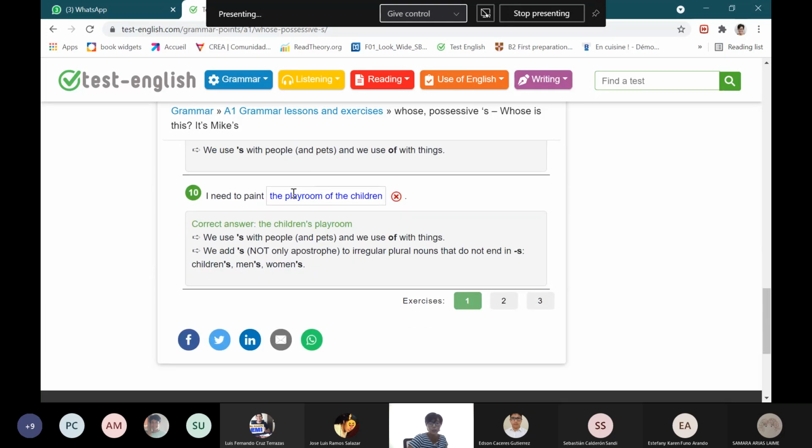And number 10. So what happened here? I need to paint the playroom of the children. No, it's not correct, that one. So the correct answer will be the children's playroom. Remember that children is a family member, right? Y hemos visto children, que es un miembro de la familia, los niños, right? So we're going to say the children's playroom.